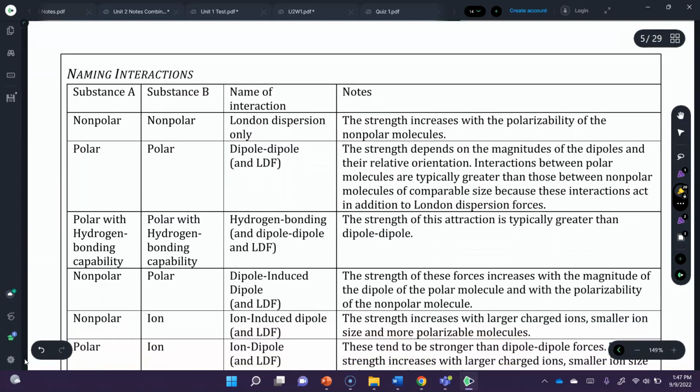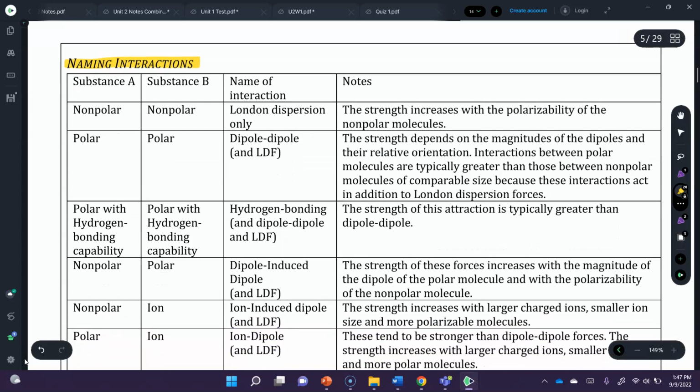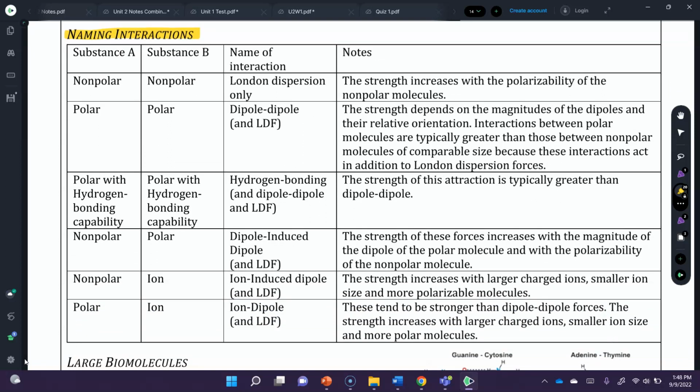So here is a list naming some of the interactions for you to review. Use this when working on activities. I'm not going to read through all of it, but it does give you what types of substances we're talking about, and then the type of interaction, how we would call it.